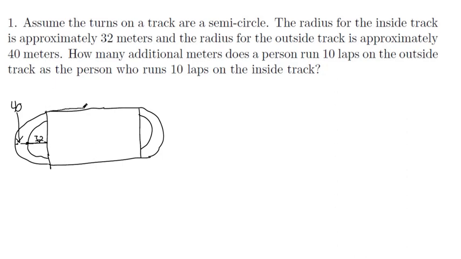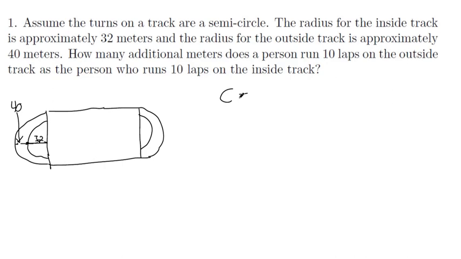So this part right here is usually 100 meters, but that part doesn't really matter because they're both running the same straight distances, right? To find out how many additional meters a person runs on the outside compared to the inside, we just need to worry about the semicircles. And so for one semicircle, this distance is the circumference of a semicircle. The circumference is the distance around a circle, okay?